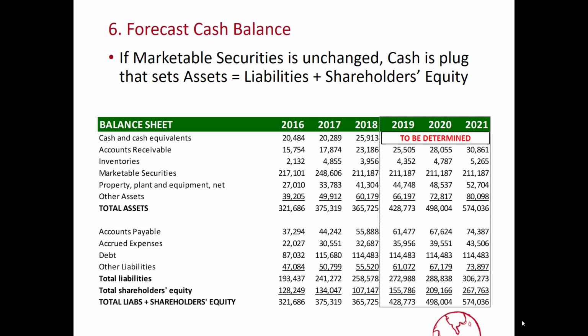Okay, notice that we have total assets equal to total liabilities and shareholders' equity, and we have marketable securities, which is unchanged from 2018 levels. As a result, we can back out what cash and cash equivalents must be, because this is the total that will balance the balance sheet.